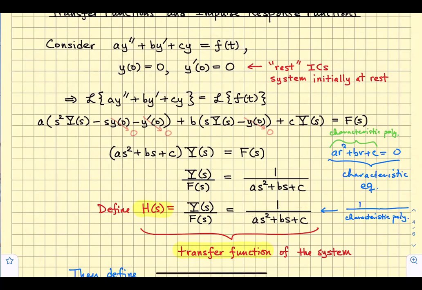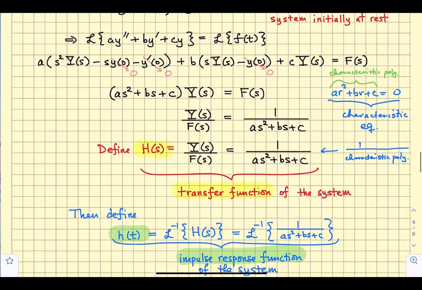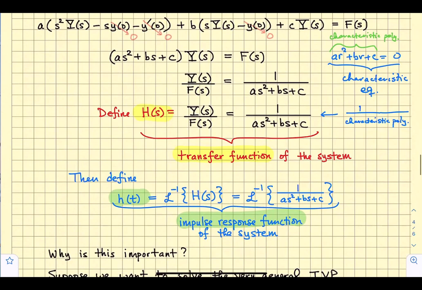over the characteristic polynomial. So if this is the transfer function of the system, we're going to take the inverse Laplace transform of both sides of this equation. The inverse Laplace transform of big H is the inverse Laplace transform of 1 over the characteristic polynomial. And that is something we know how to compute. If you give me coefficients A, B, and C, we know how to compute this. That means we know how to get our hands on this. And we call this little h of t the impulse response function for the system.